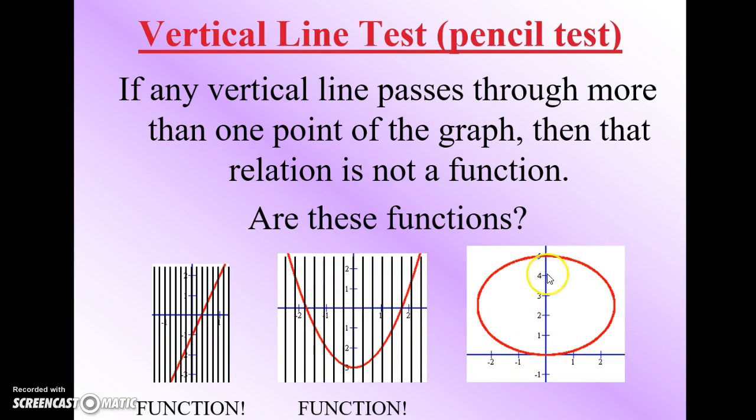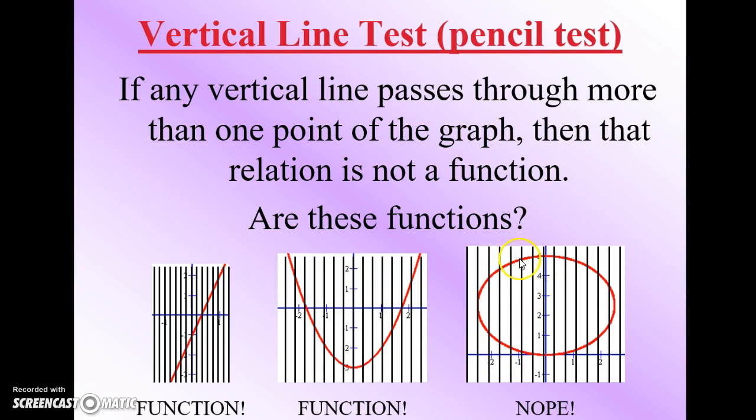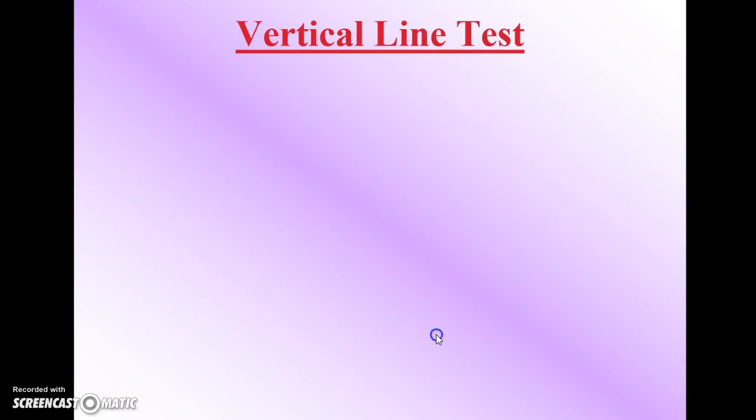What about here with this red circle? It's not a function because you notice it passes right here and right here. The vertical black line passes through twice. What you're going to do is use your pencil as a vertical line to see if it's a function.